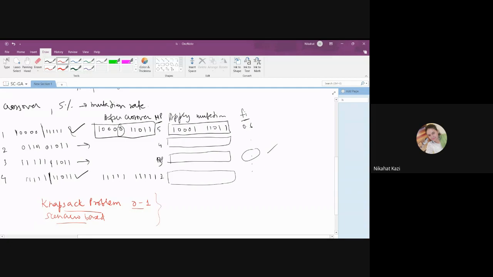This is the only kind of problem solving that is involved. Other kinds of problems which could be asked on GAs would involve some population given to you directly, like something like this. Some set of strings are given to you, 1 2 3 4, or only two strings are given to you.